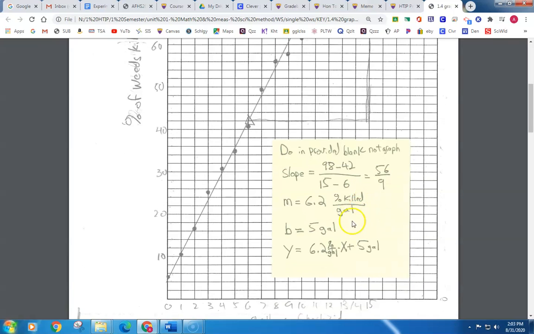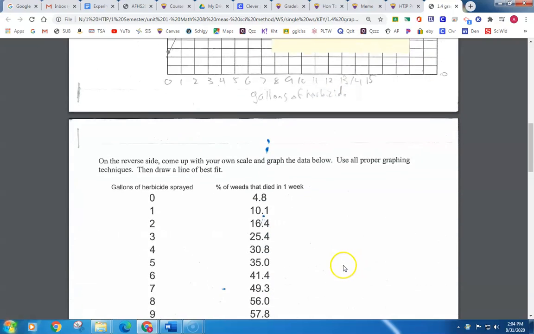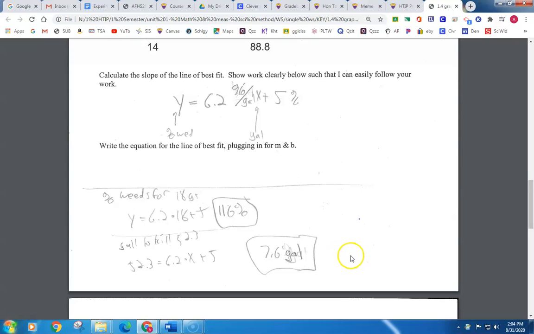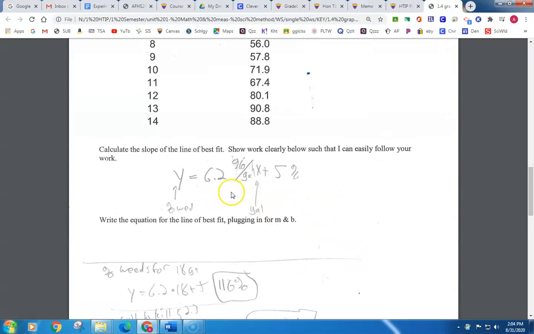And then the y-intercept for the equation, so y equals m x plus b, where m is equal to 6.2. B, I just read off the graph. It looked to be pretty close to 5 to me, so you do not have to plug a data point back into the equation. You can if you want, but it's a lot easier and probably just as accurate to pull it off the graph. So that's my equation, y equals 6.2x plus 5. You should have had something pretty close to that.